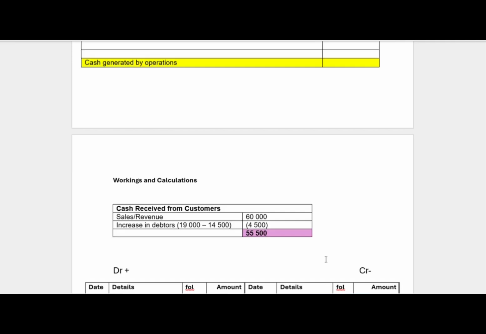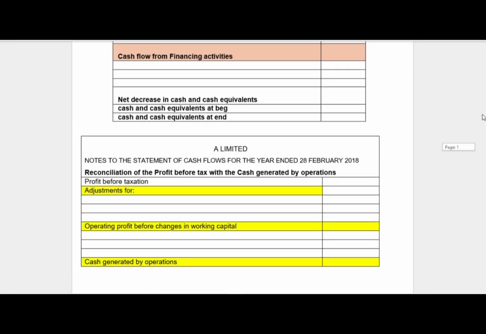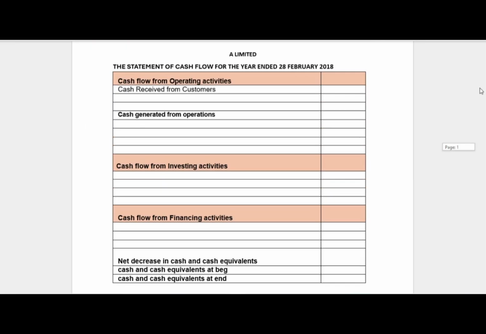And then this cash received from customers of 55,500, you're going to put it in our cash flow up there, in the operating activities right there. So our cash receipt from customers is 55,500. Then we are sorted right there. And then the following item here is going to be cash paid to suppliers and employees.